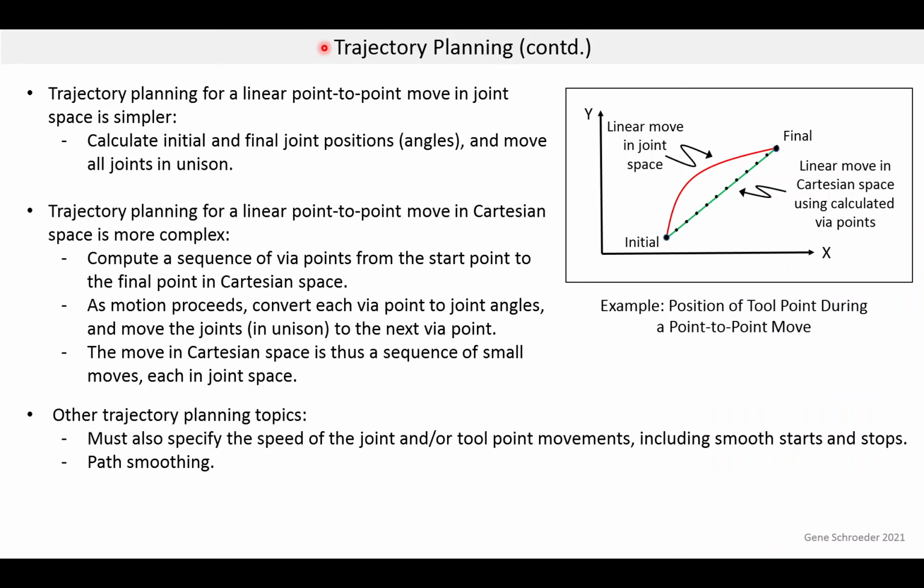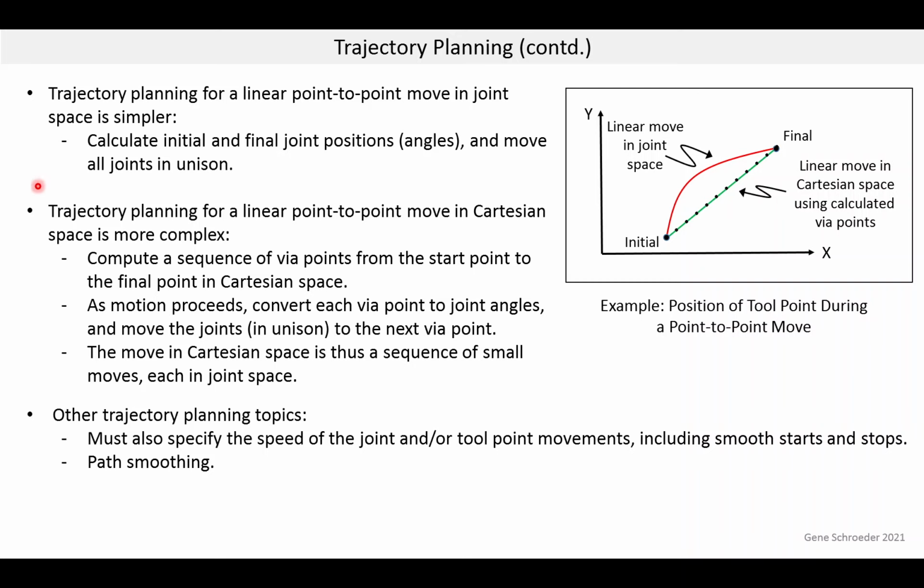So continuing on with trajectory planning and moving in joint and Cartesian space, trajectory planning for a linear point-to-point move in joint space is simpler because you just need to calculate the initial and final joint positions using inverse kinematics and then rotate each of the joints from the initial angle to the final angle. Of course, all joints must move in unison.